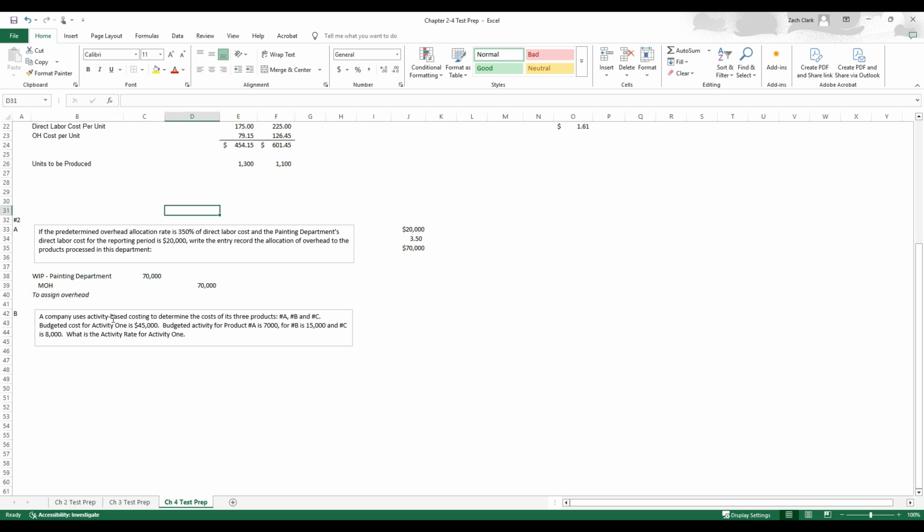And then this one says, a company uses activity-based costing to determine the cost of its 3 products. Budgeted cost for activity 1 is $45,000. Budgeted activity for product A is $7,000, B is $15,000, C is $8,000. And what is the activity rate for cost 1? So we have product A. Let me do it over here where it's columns. Right? So A, B, and C. Let's write out what it's telling us here.